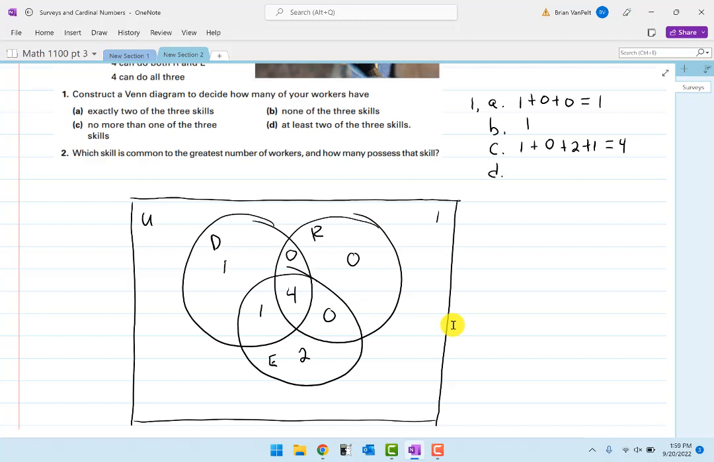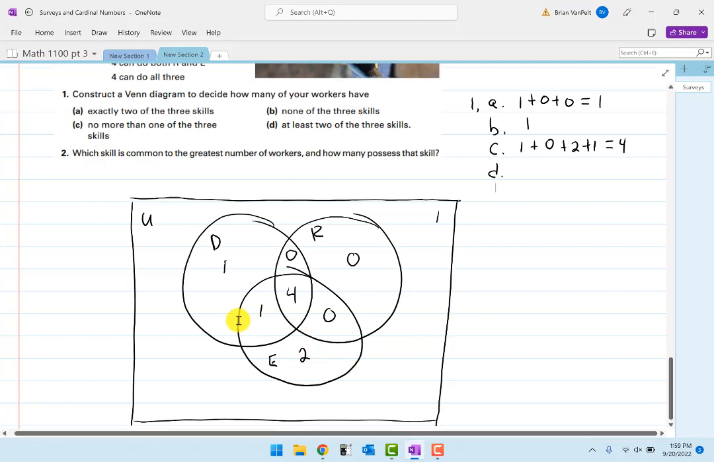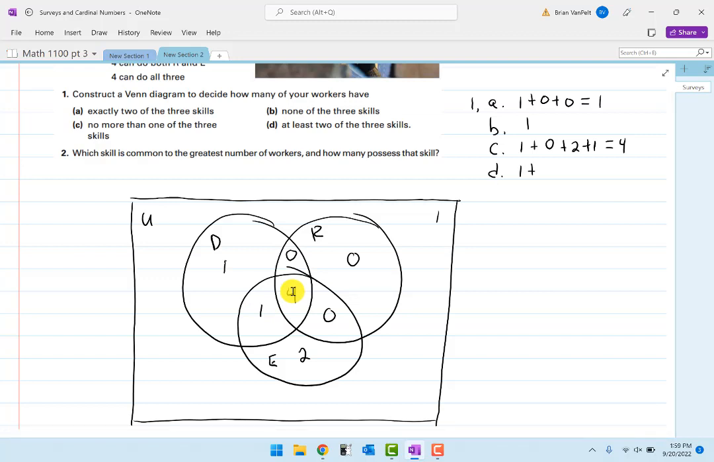And then D, at least 2 of the 3 skills. So how many people have 2 or 3 skills? And that's down here. That person has 2 skills. These 4 people have all 3 skills. So 1 plus 4 will equal 5.